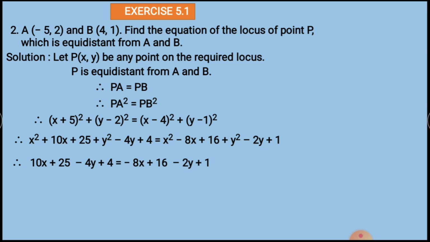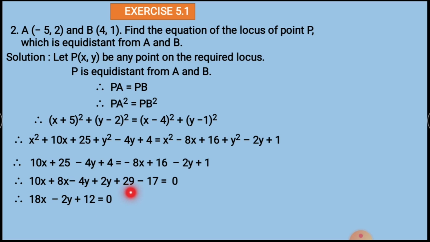Now we collect the variable x, variable y and constant on one side. So we write here plus 10x, after transferring this minus 8x to the left hand side we write plus 8x, then minus 4y we keep as it is, transfer this minus 2y to the left hand side we get plus 2y, then 25 plus 4 we write 29, here 16 plus 1 which is 17, after transferring to the left hand side we write minus 17. Now add these terms, so 10x plus 8x we get 18x, minus 4y plus 2y we get minus 2y, 29 minus 17 we get plus 12.